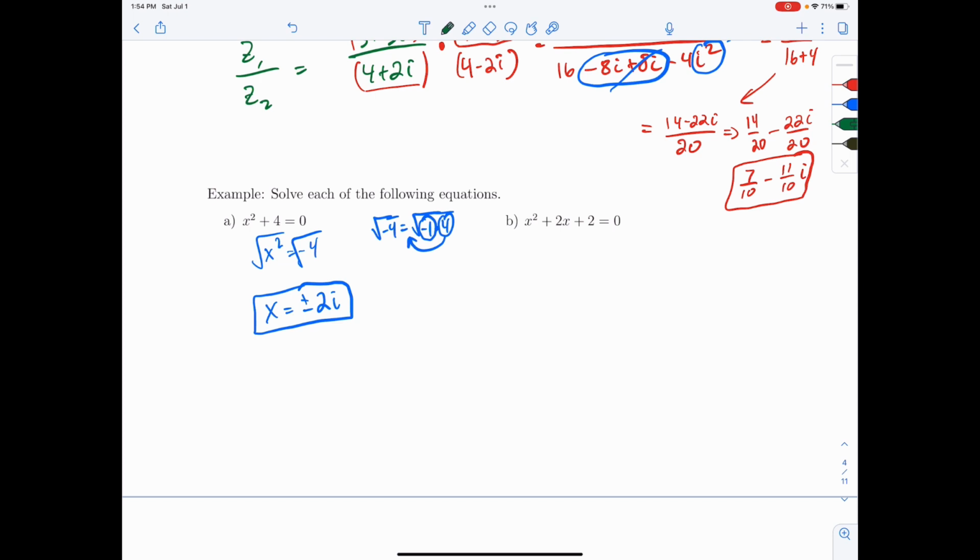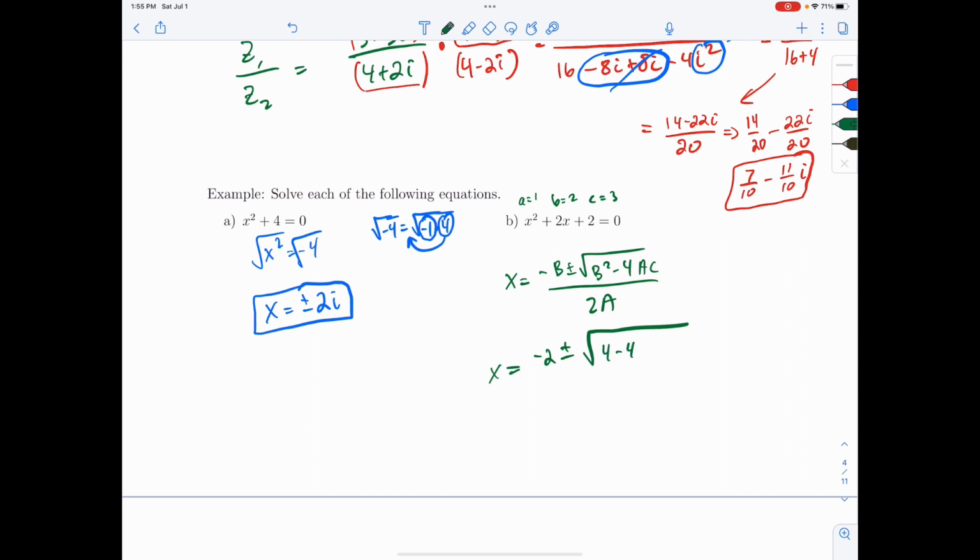On the second equation, this is a quadratic equation. I can't use the square root property like I just did. I also can't factor this, so we need to use the quadratic formula, where a is 1, b is 2, c is 3. As a refresher, x equals opposite of b plus or minus square root b squared minus 4ac, all over 2a. So that's our quadratic formula. So x is going to equal opposite of b plus or minus square root b squared. So 2 squared is 4 minus 4 times a times c, all over 2 times a, which is just 2.